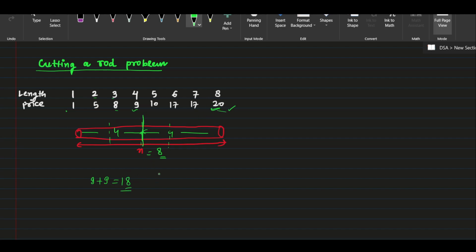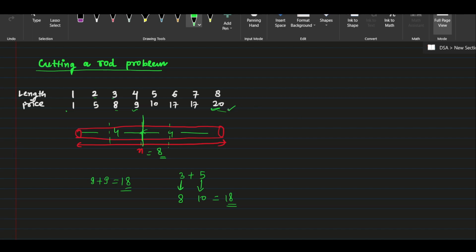Okay. Similarly, we can cut this rod into sizes 3 plus 5. For length 3 we have the price 8, and for length 5 we have the price 10. So we can get 18. So how would we make a cut to this rod so that we can get the maximum profit out of it?